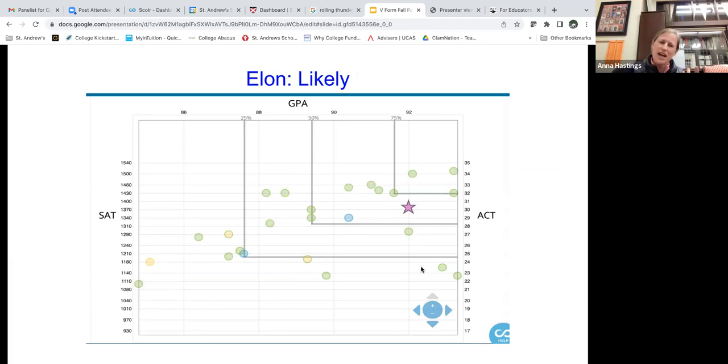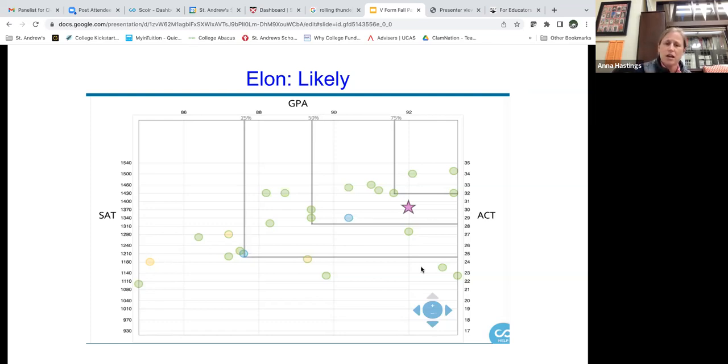I was going to say, one other aspect of SCORE is access to what they call scattergrams or scatter plots, which is part of how we work with students and with you to help determine which schools fall into these categories that Jason has just described. If you're looking at this, on the vertical axis you have testing, and on the horizontal axis you have GPA. This particular created student has a GPA of 92 and an SAT score around 1380, which is between a 30 and a 31 on the ACT. And so they are the purple star.